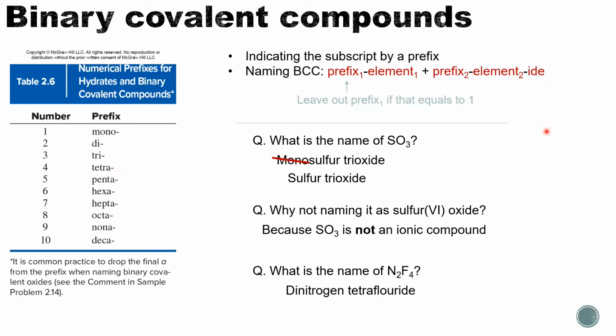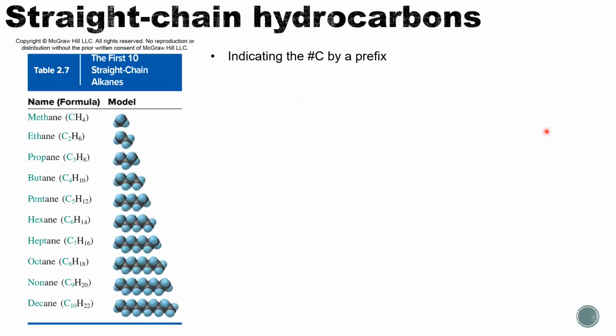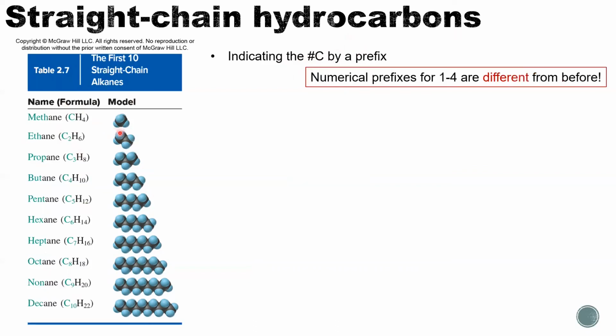A type of covalent compound is hydrocarbons. We talked about that in the last video too. In the scope of General Chemistry 1, we only talk about straight chain hydrocarbons. Hydrocarbons are very special compared to other covalent compounds. We only need to identify the number of carbons by a prefix as shown in table 2.7, and identify what type of hydrocarbon it is by using the suffix. Please remember the numerical prefixes for 1 to 4 are different from the previous slides. If we have only 1 carbon, we call it methane, not monothane.